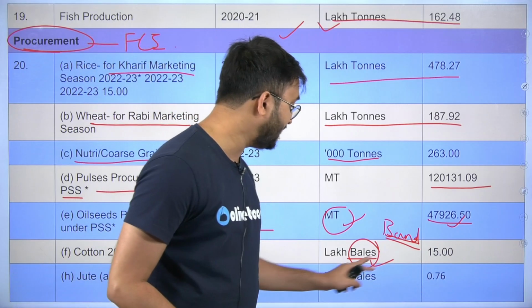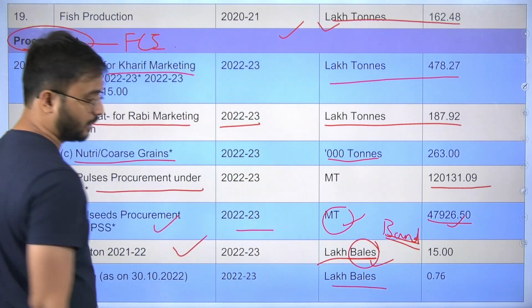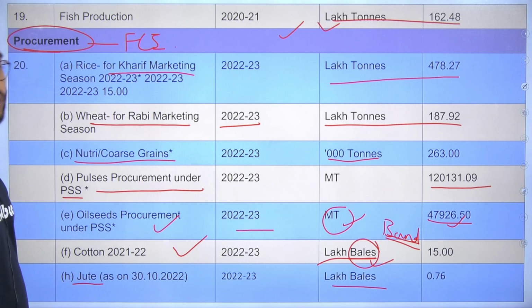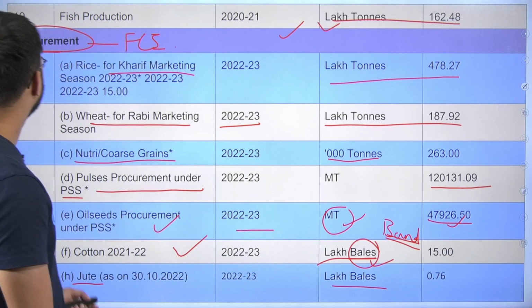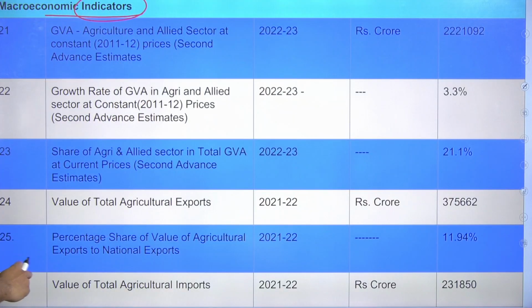So therefore 15 lakh bales is the cotton production, and 0.76 lakh bales is the production of jute. Okay, so these two you should be knowing about. Then, moving towards macroeconomic indicators in the country right now.